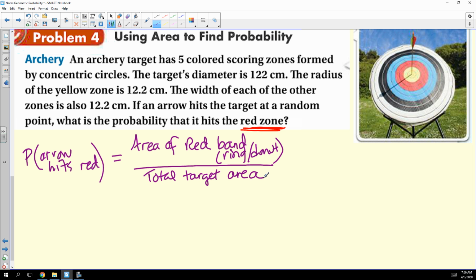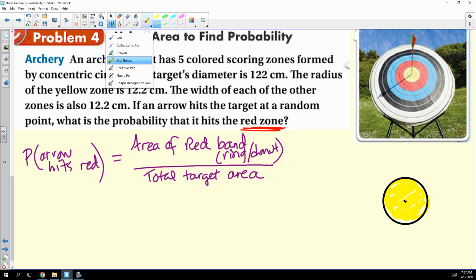Let's talk about how we're going to get the area of the red band. The red contains the yellow circle and also the red band. So let's take a look at that yellow circle. I'm going to blow it up a little bit so we can see it better and fill it in with some yellow. The yellow region has a radius of 12.2 centimeters, and then we have the red band around that.